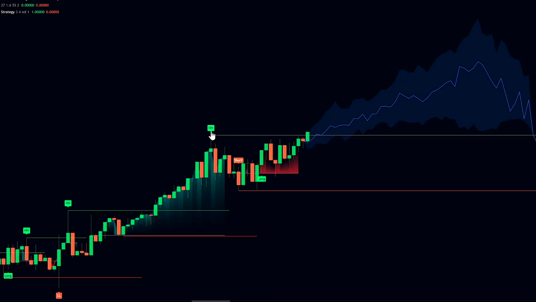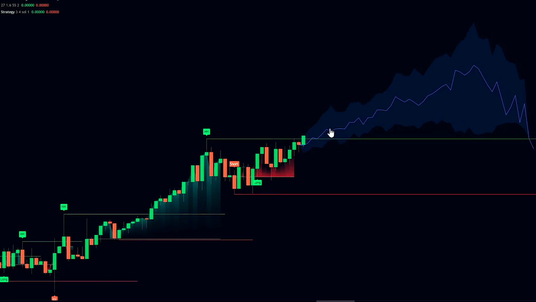Second condition, at the time of that breakout, the look-out of the MACD-based price forecasting indicator should be showing a bullish forecast. In other words, you want to see a blue plot pointing upward. This boosts our odds of hitting our take profit.